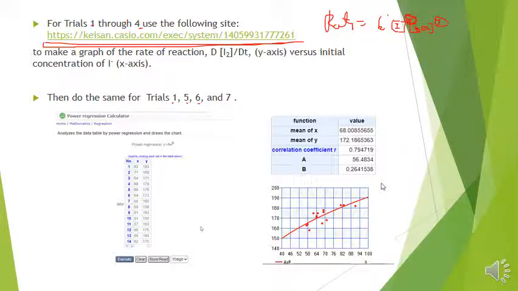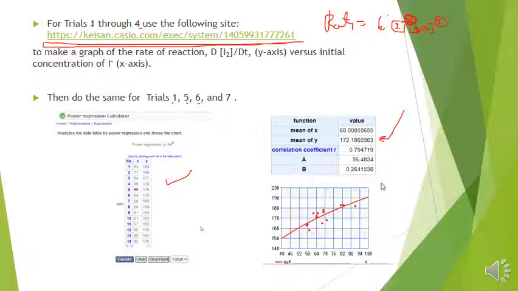So you're going to go to this site, and then you'll see a table that looks like this. And then in the X column, we'll just do the I first. For trials 1, 2, 3, and 4, the I values would be like 0.03 and maybe 0.06 or something like that. And then these other ones you just erase and remove. And then in this column here, you'll put the rate for each one of them. Okay, then you hit execute, and then you'll get something that looks like this.